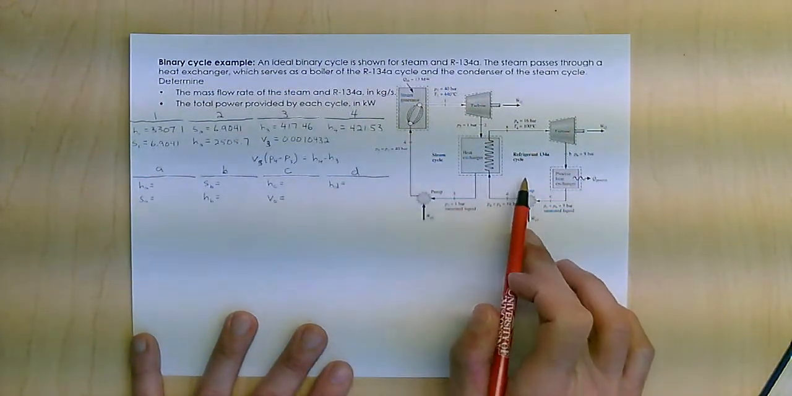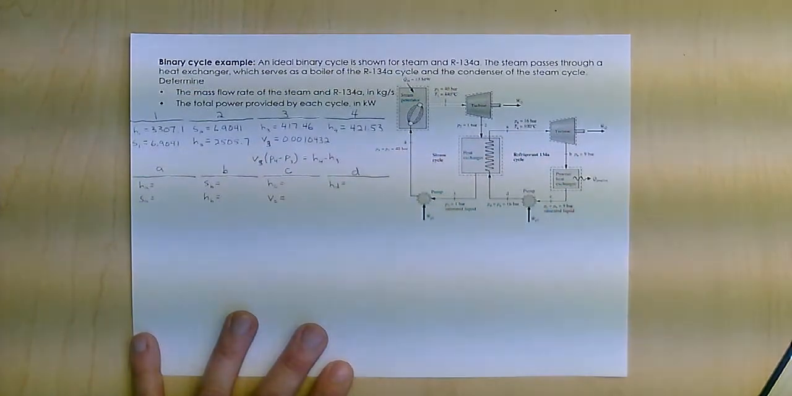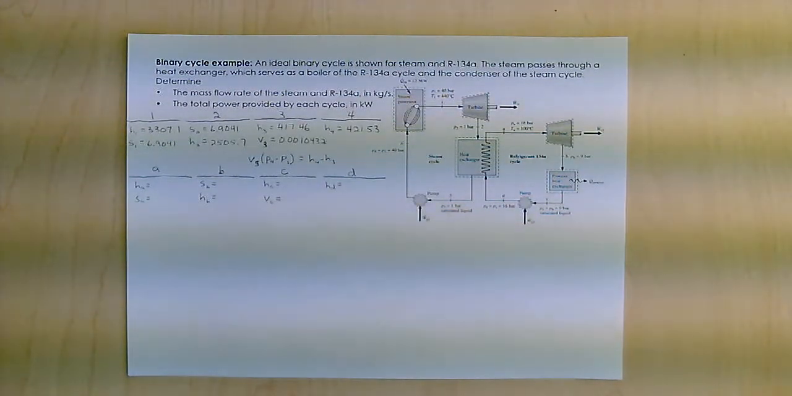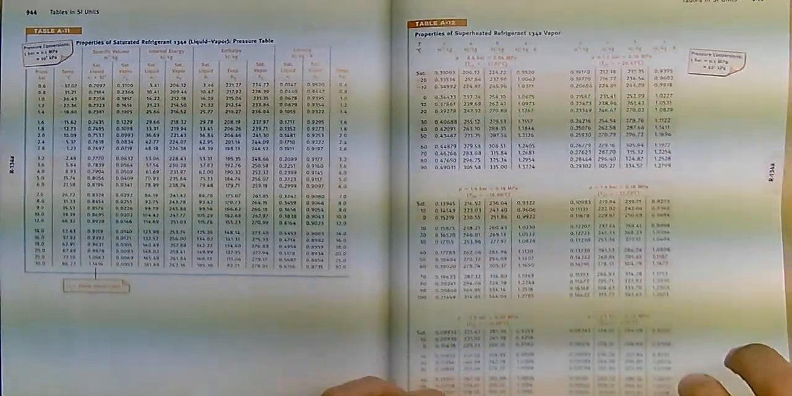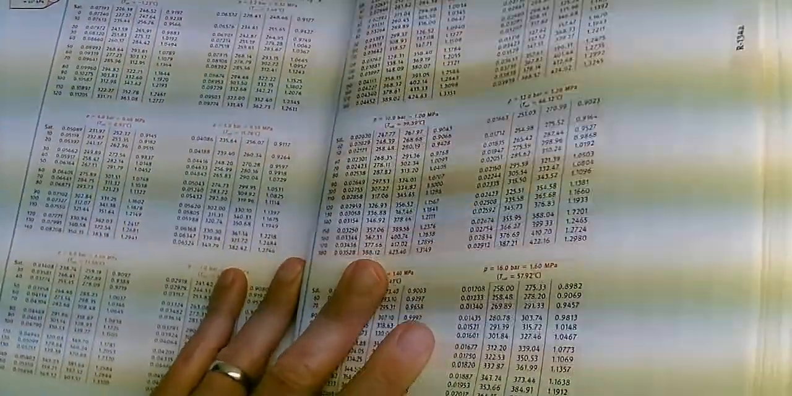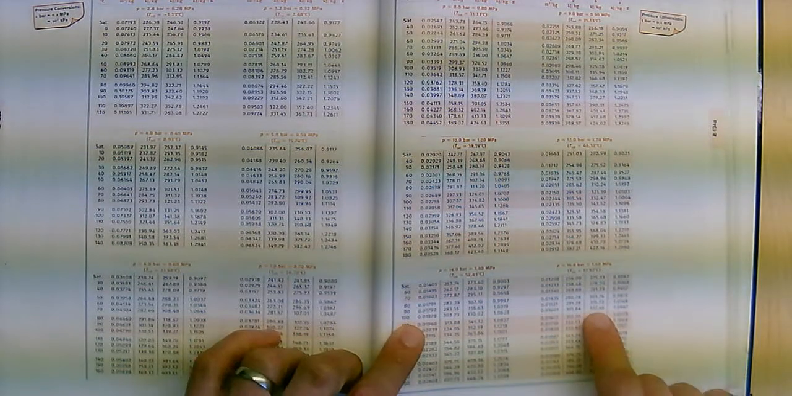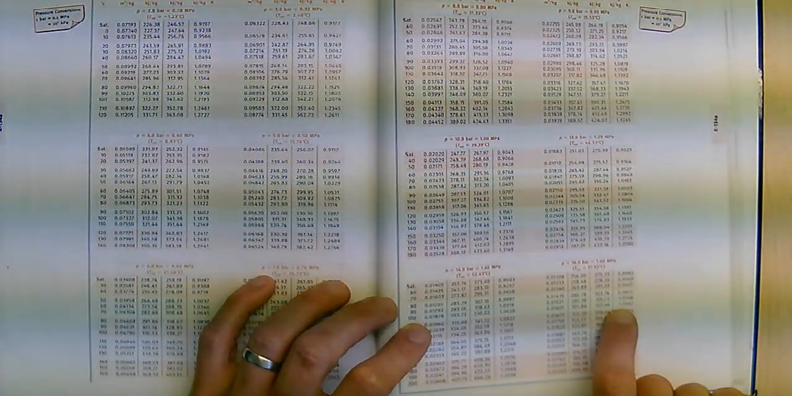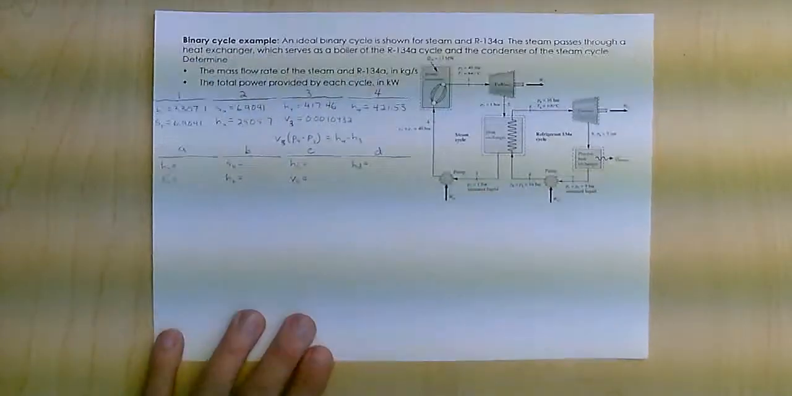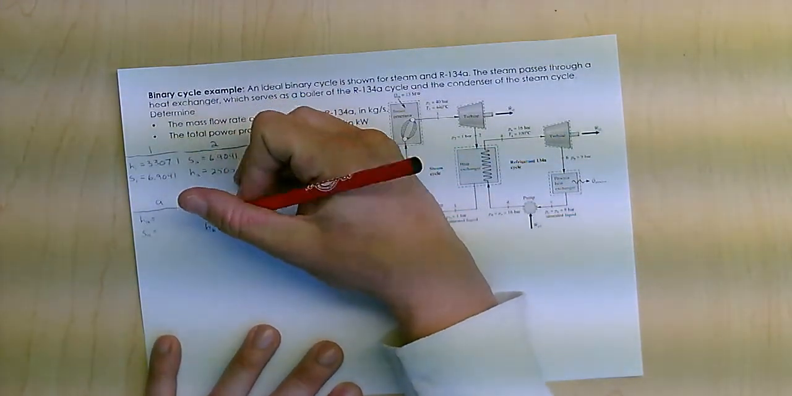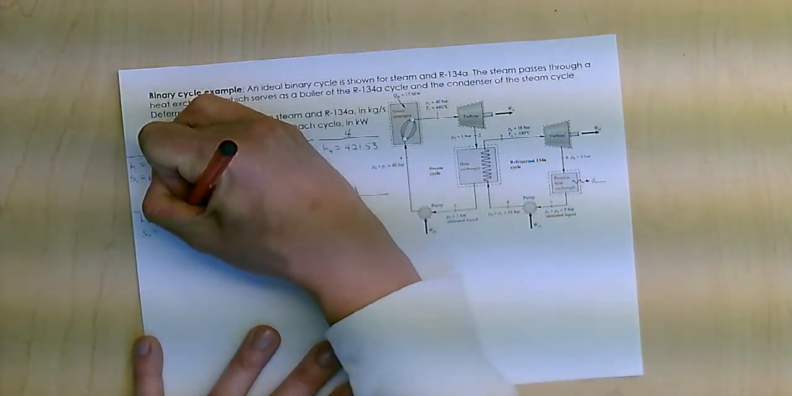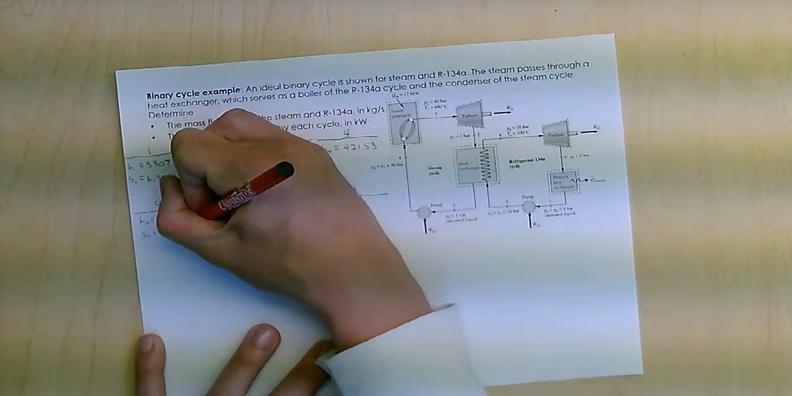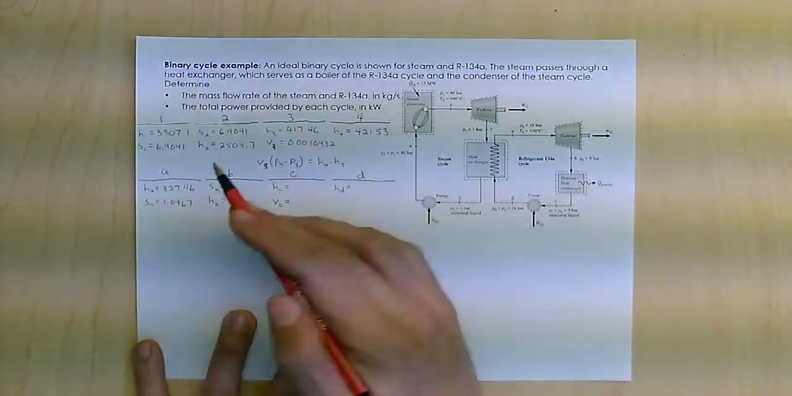Now I'm going to move on to my refrigerant cycle, where A is at 16 bar and 100 degrees Celsius. So now I'm going to flip over to 134A. I'm going to 16 bar, which is right down here, and 100 degrees Celsius. So H is 327.46 and S is 1.0467. I'll jot those down. So H is 327.46 and S again is 1.0467.